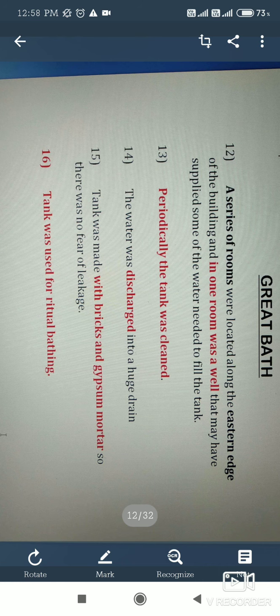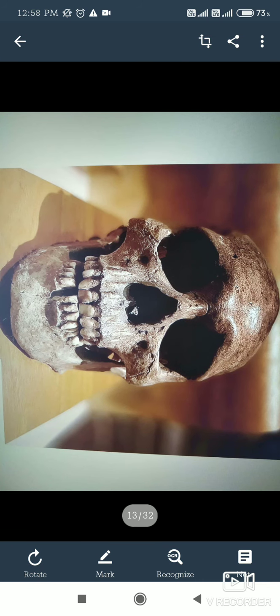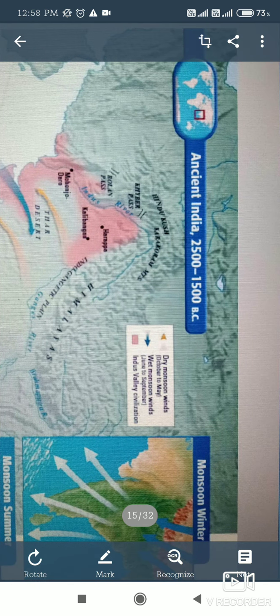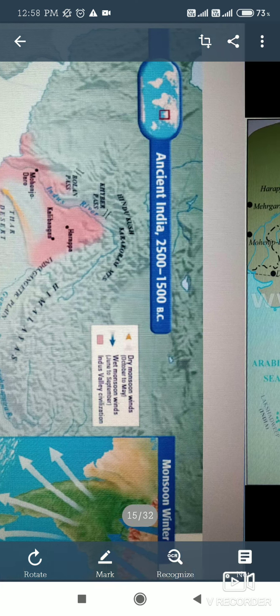So these are some pictures from when people died in the Indus Valley civilization. So they had a skull. So I had taken this picture. This is the mound, the top of it. You see the top of the particular dome. This is the citadel, and here you will find the village. And ancient India 2500 to 1500 BC. You see the north and western side. You will find Mohenjo-daro, Kalibangan, Harappa, all these things.